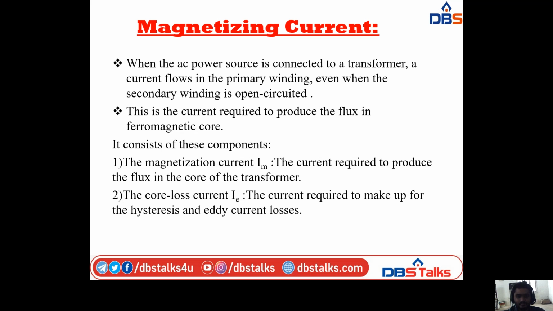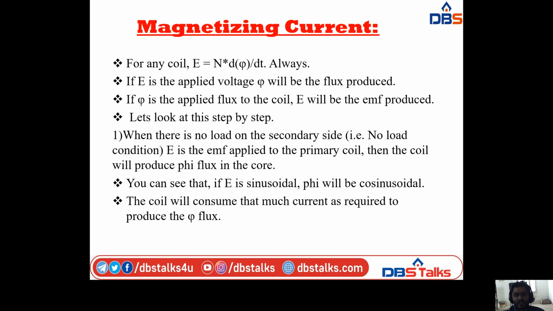Next, for any coil, you know already, E is equal to N into d phi by dt always. If E is the applied voltage, then phi is the flux produced. And if phi is the applied flux to the coil, then E will be the EMF produced.